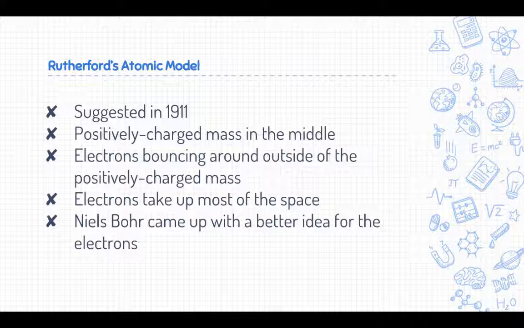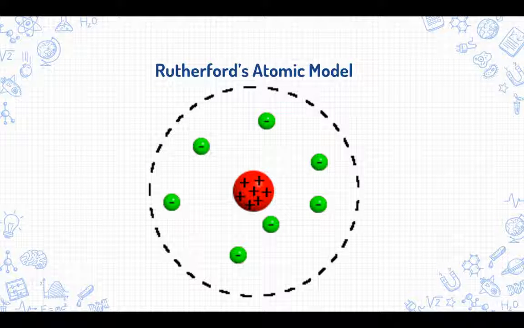Rutherford's model was suggested in 1911 after he did his experiment. The one thing that's weird about his is that he didn't really know what to do with the electrons. He just thought, okay, there's a nucleus, and then outside of that nucleus, there's just electrons taking up space, bouncing around, moving randomly. Niels Bohr came along, though, and he started looking at some stuff.